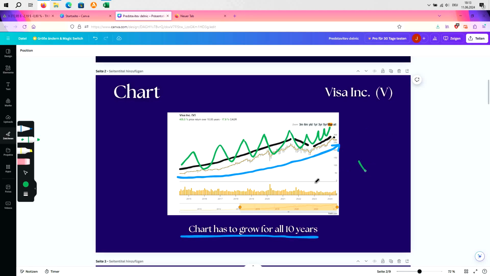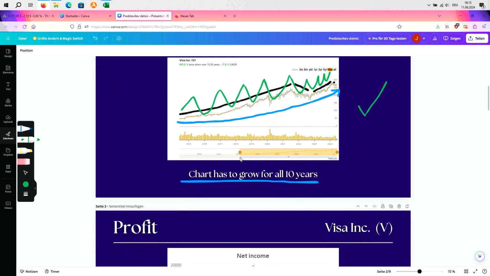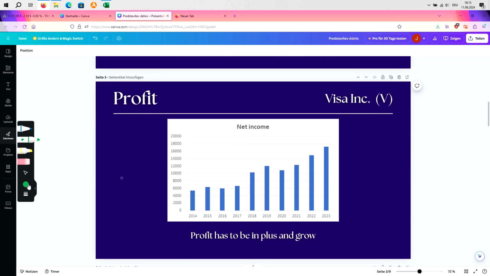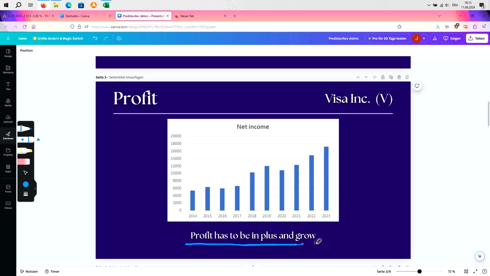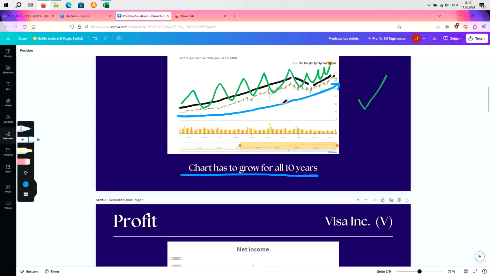So that's an amazing sign. Chart is absolutely crazy good. So we have a good start, okay? Now we come to the profit, and profit also, as you can see right now here in the instruction, has to be in plus and it has to grow. What do we see right now here on the chart? Okay, the profit grows, it follows the very same exponential growth, just like the chart right now here.